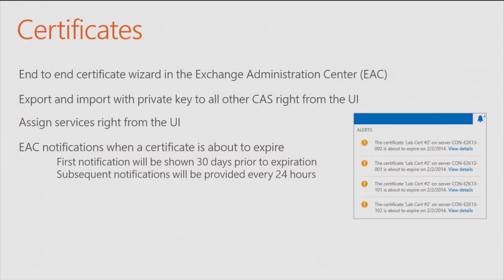EAC is going to also throw up warnings if you have certificates in the environment starting to expire. All right, about a month out, you're going to log on to EAC and you're going to start seeing these warnings up in the corner. Hey, this server over here has a certificate that's going to expire on this day. You might want to think about doing something about that. The closer you get to expiration date, it'll actually start to warn you every single day and every single time that you log on to the box.